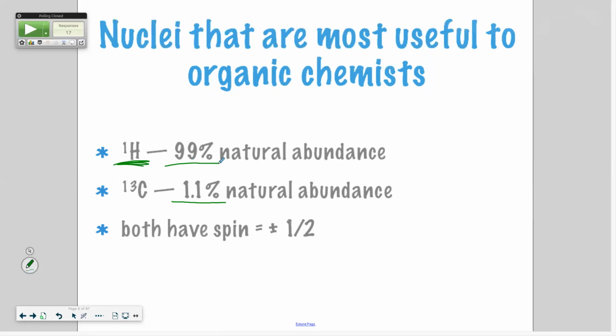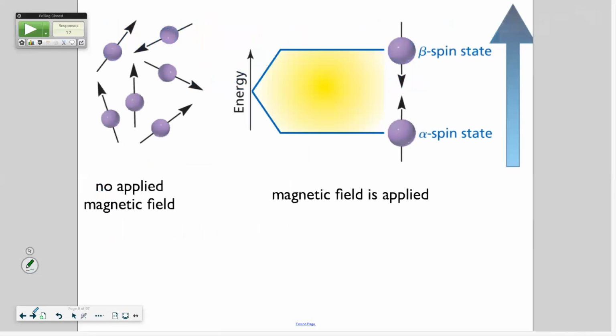Okay, but both have spins of plus or minus a half. Remember doing those little quantum numbers? Good, that's all you have to do is remember that. We're not going to figure them out.